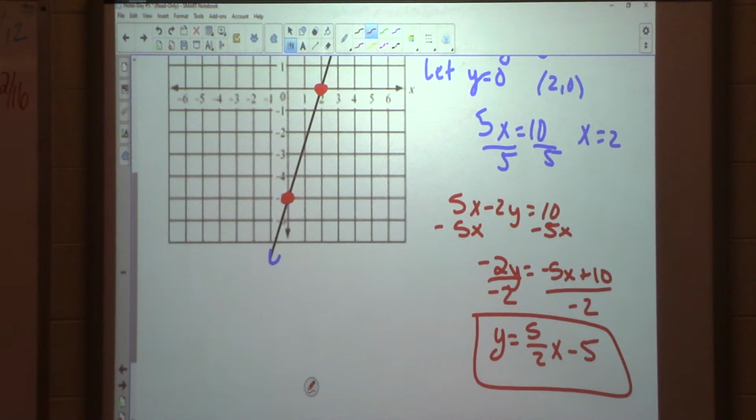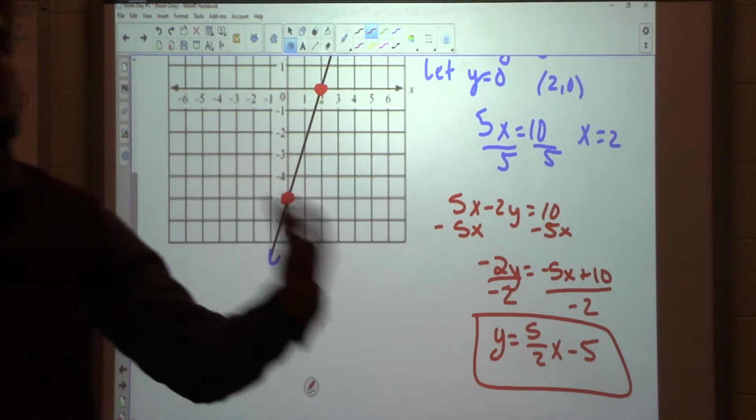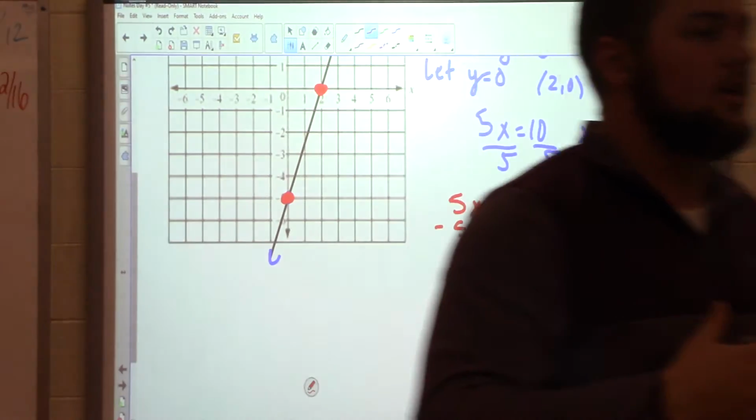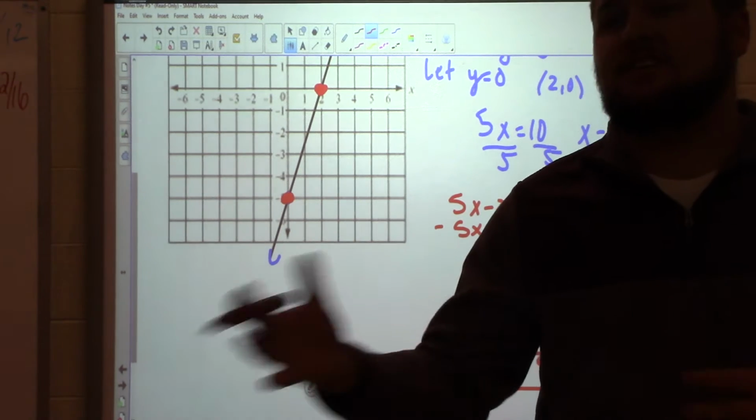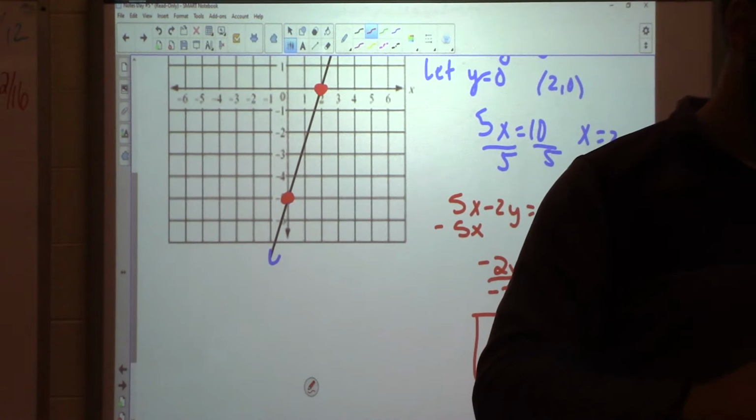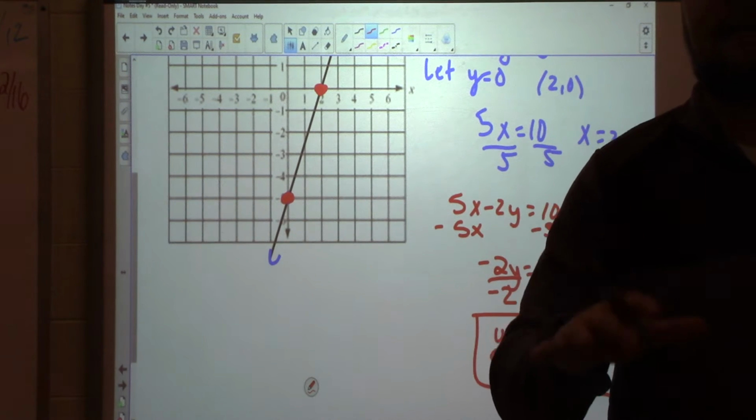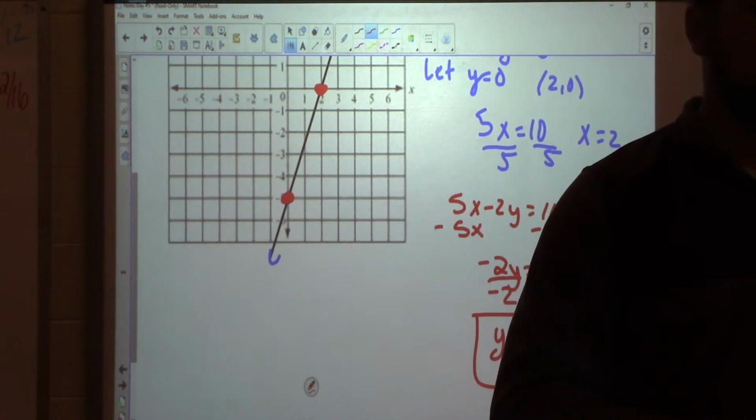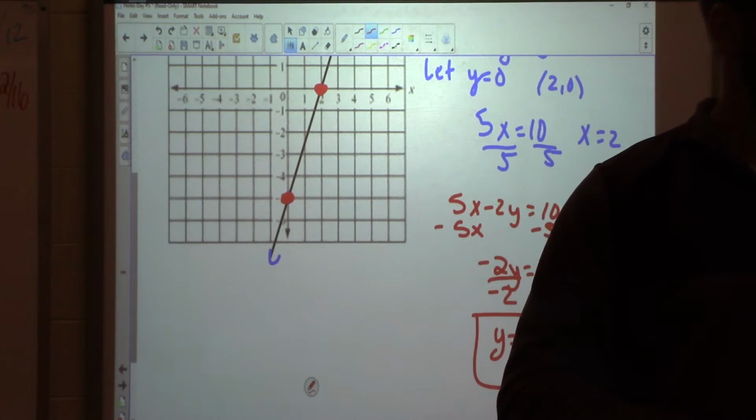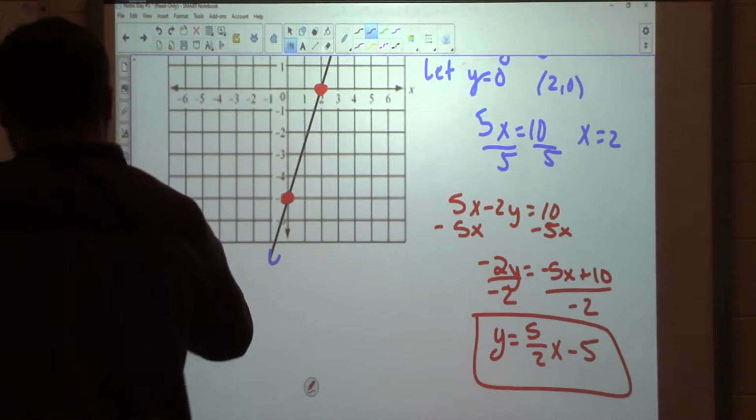Either way works. If you do them correctly, whether you solve for y and do y equals mx plus b, or whether you do the cover-up method, you should get the exact same thing. Alright? Are there any questions about graphing a line? So if we can't do that, we can't graph inequalities. Okay, then let's graph some inequalities.